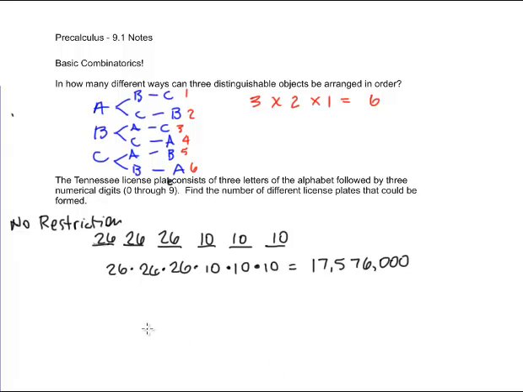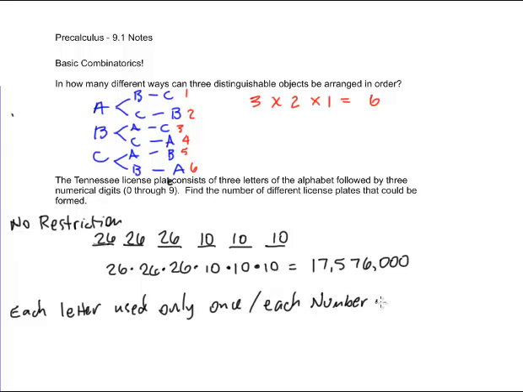Okay, but what if they come in here and they say each letter can only be used once. Each letter used only once. Each number used only once. Well, how does that change our problem? And the fact is, it changes it just a little bit.